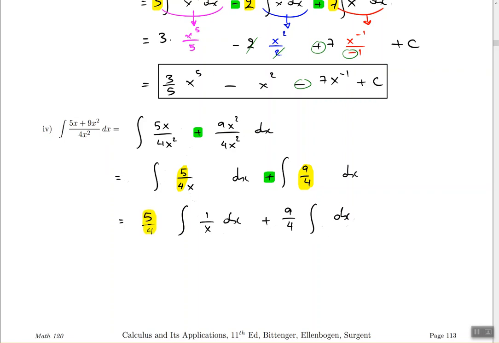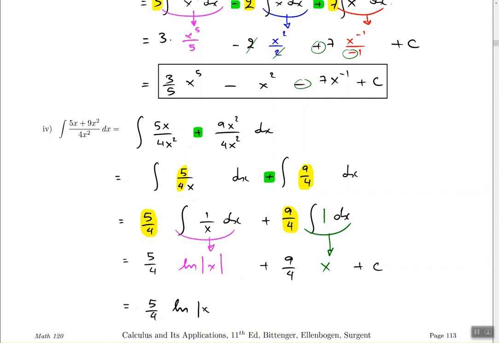So what I did here is property number 2, which says fractions, or numbers, can be separated from integrals. So at this point, we're ready to do the antiderivative of 1 over x. That one is its own rule. It's called natural log of absolute value of x. And then we have the 9/4 with the antiderivative of nothing. So that becomes a 1 when there's nothing written inside the integral. That's a 1, and the antiderivative of 1 is going to be x. And don't forget the plus c. So at the end of the day, this is just 5/4 ln of absolute value of x plus 9/4 of x plus c.